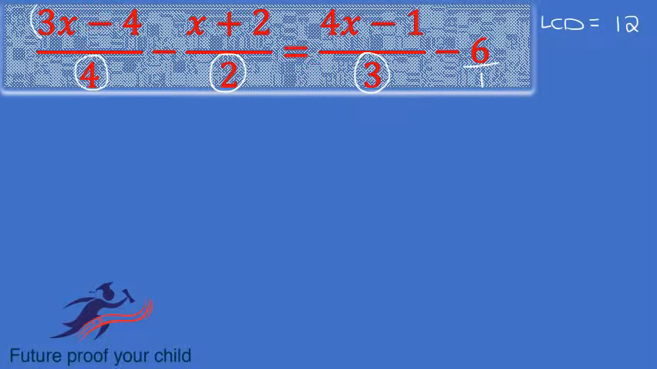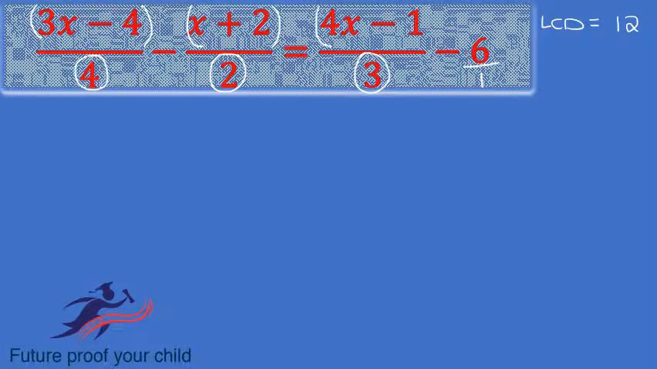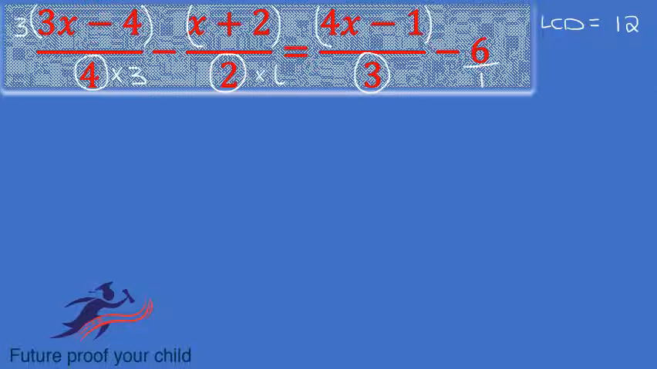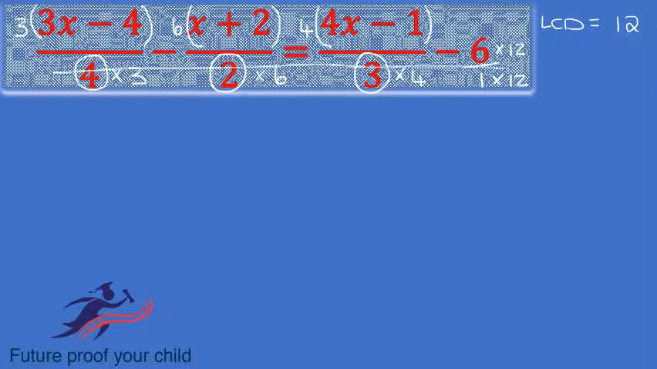So then I put a bracket around the top because it consists of more than one term in my numerator, and I say 4 times what gives me 12, and that will be 3. So what I multiply at the bottom, I need to multiply at the top. 2 times 6 gives me 12. So I need to multiply by 6 at the top as well. And then 3 times 4, and multiply by 4. And then don't forget about the last one, times 12. Then you may ignore the denominators because you are solving equations.